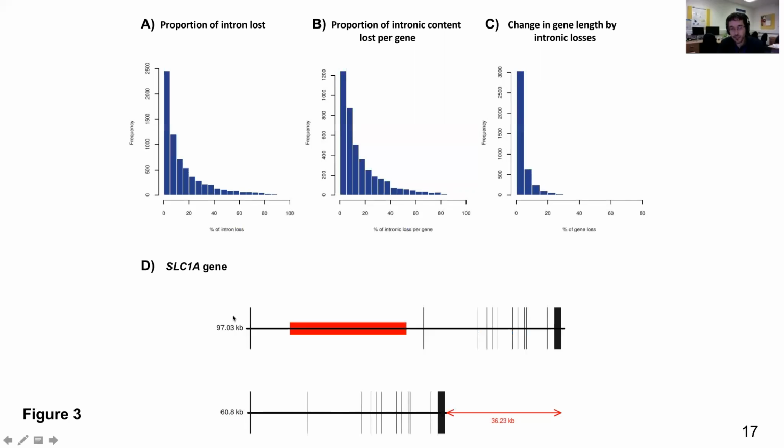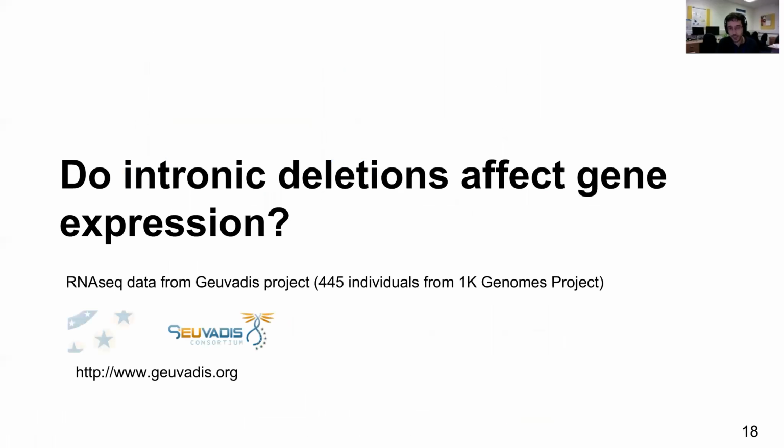And here in the panel D, we have one of the most extreme examples, so the SLC1A gene. What you can see is that there is this huge region in this intron that when it's lost, there is a very significant reduction in the gene size with more than 30 kilobases less in the individuals that are losing this intronic sequence.